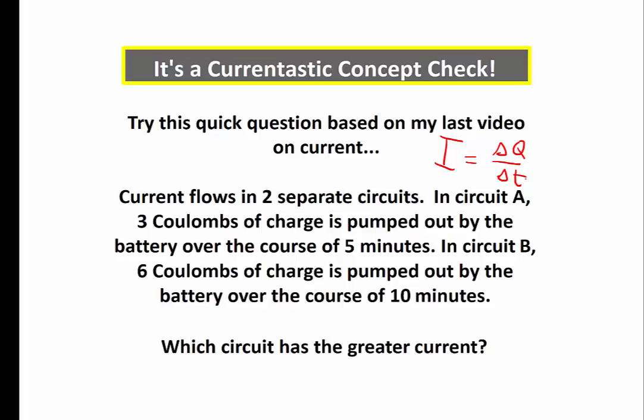Alright, so when we look back at this, we've got 3 coulombs of charge being pumped out by the battery over the course of 5 minutes. So I've got 3 coulombs over 5 minutes as my current flow. In circuit B, I've got 6 coulombs of charge pumped out by the battery in the course of 10 minutes. So even though there's more charge, it's taking longer. When I compare those rates, 3 divided by 5 and 6 divided by 10, we find that the rate of flow of charge is the same for each. So it depends upon both how much charge, but also how quickly it moves through a cross-sectional area.